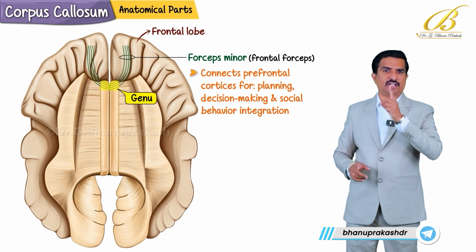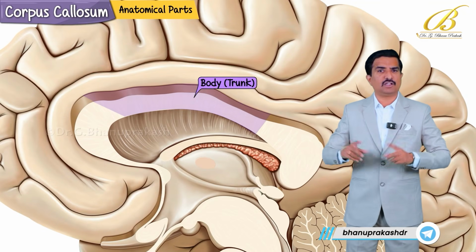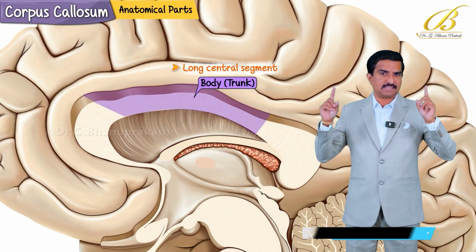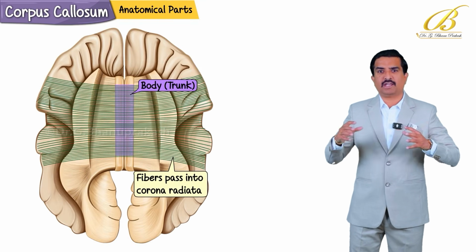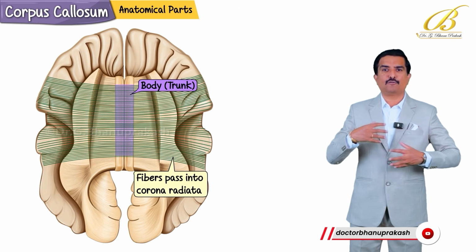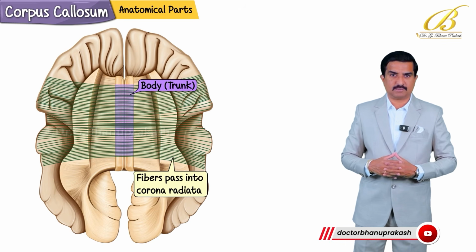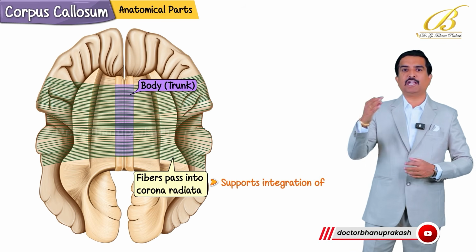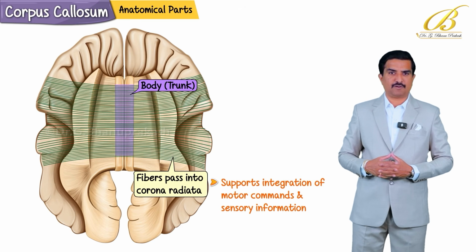Now the most important one is the body, which is also called the trunk, which is the long central segment. The fibers pass into the corona radiata to link frontal, parietal, and some of the temporal regions. So it supports the integration of motor commands and sensory information.